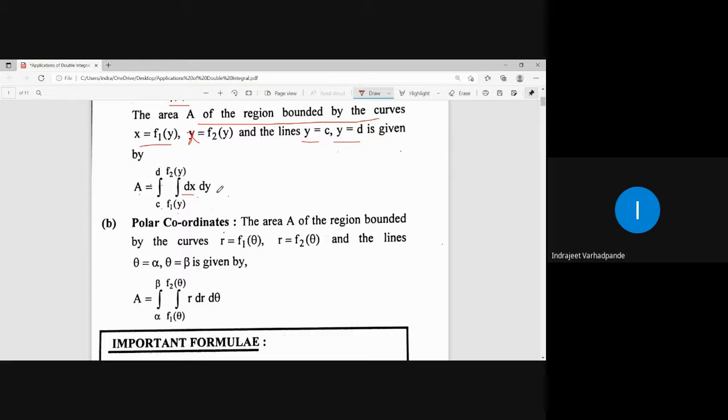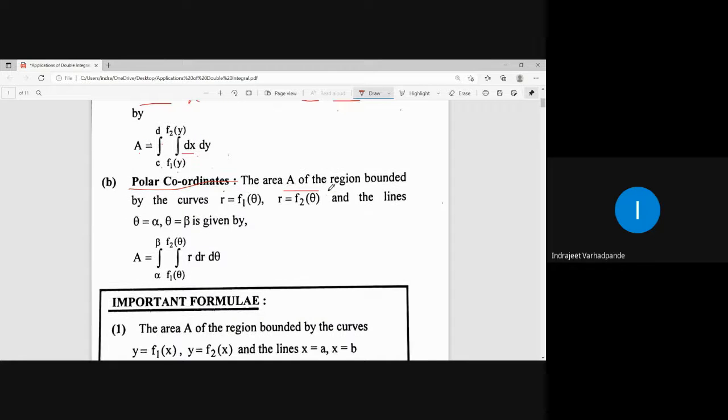This was all regarding the Cartesian coordinates. Now, what about the polar coordinates? The area A of the region bounded by the curves r is equal to f1 of theta, r is equal to f2 of theta, and the lines theta is equal to alpha, theta is equal to beta, is given by, see, always theta will be constant because it is the angular measurement in the anti-clockwise direction. Therefore, A is equal to integral alpha to beta, f1 of theta to f2 of theta, r dr d theta.